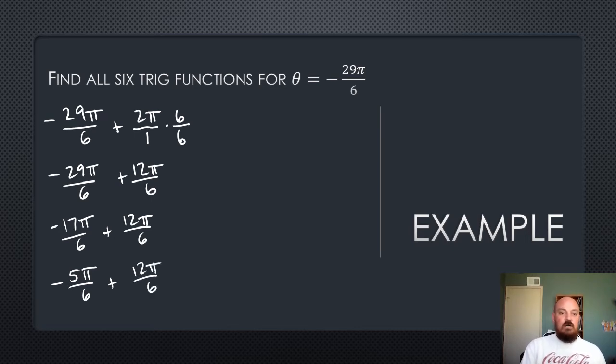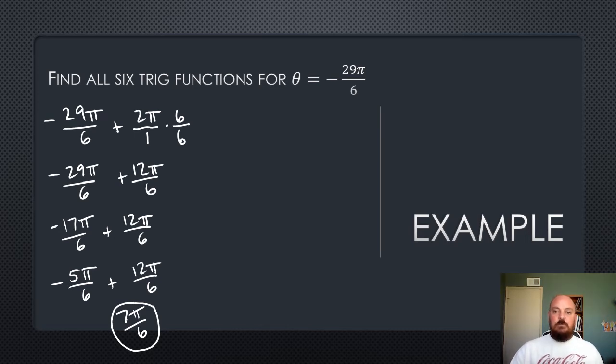Negative 5 plus 12 gives me 7 pi over 6. So now what I'm thinking to myself is, instead of negative 29 pi over 6, which is a weird angle, I had no idea where that was. By using coterminal angles, I know this ends in the same place as 7 pi over 6, and now I can just use 7 pi over 6 for the rest of this question.